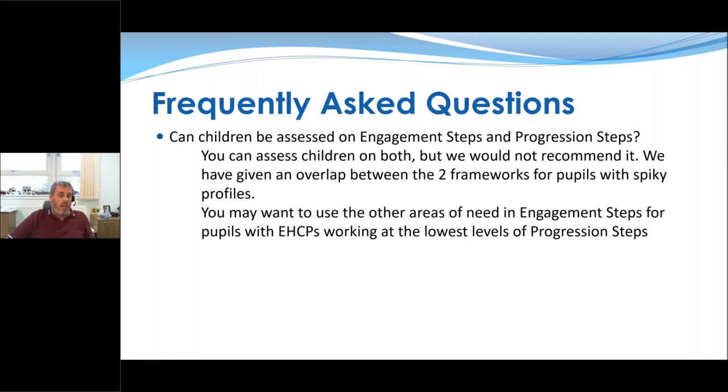Where you may want to use engagement steps with the progression steps is for the other areas of need. So within engagement steps, we have the P1 to P6 equivalent across the social, emotional, mental health, the sensory and or physical, and the communication and interaction areas. And if you have children who may be engaged in subject-specific learning, but their SEMH may be lower, you can use the content within engagement steps to record where they are and track towards their EHCP targets.